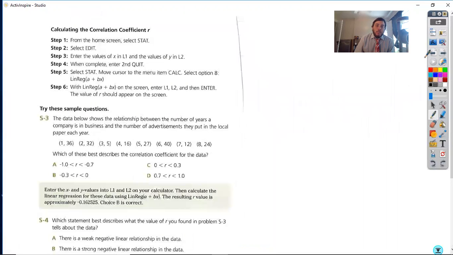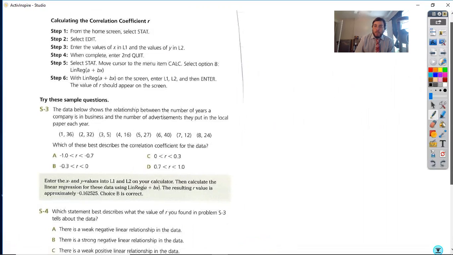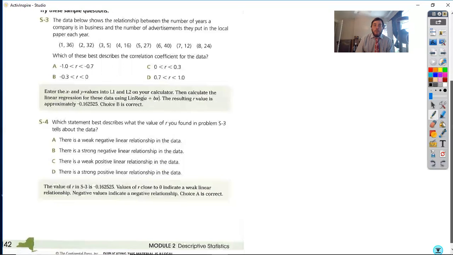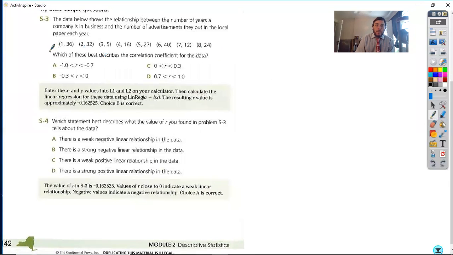All right, so going on down there, we're going to skip these steps up here because these steps aren't related to the ones that we're going to do. And what I'm going to do is pull up the calculator and use this set of data to find the correlation coefficient. So when we're looking here, it says the data below shows the relationship between a number of years a company is in business and the number of advertisements they put in the local paper each year.